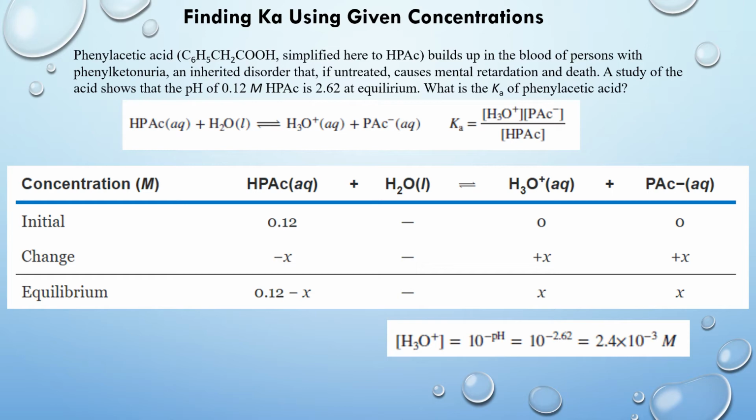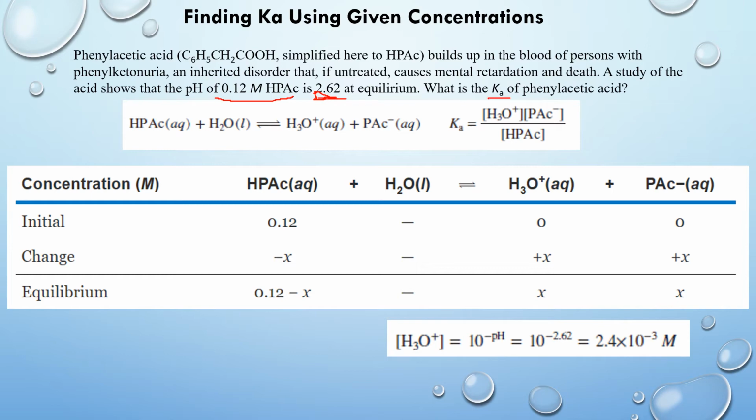First, let's understand this question. It means that we have water and we add this acid to water, and the initial amount of acid we add is 0.12 molar. That's the initial concentration. This acid will dissociate and generate some protons. At equilibrium of this dissociation, we have a pH of 2.62. Can we use this information to calculate the Ka value?